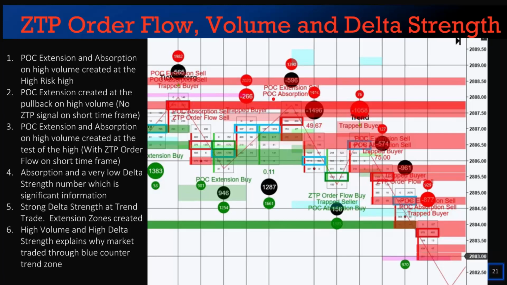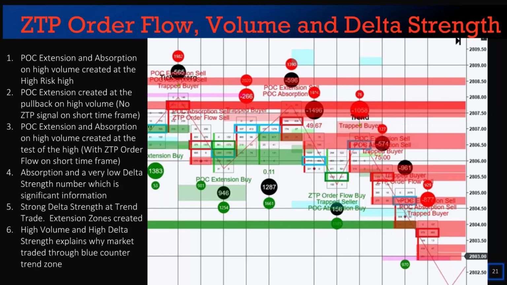The absorption and a very low delta strength number down here kind of gives me an indication that this is going to go further. We have, again, strong delta strength here. And basically, when we see these high numbers going into the blue zone, this is what's giving me information about the fact that I probably want to move my target. The market traded down even from here another couple of points.